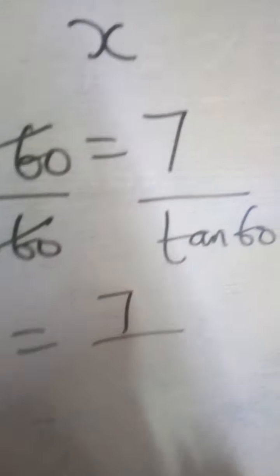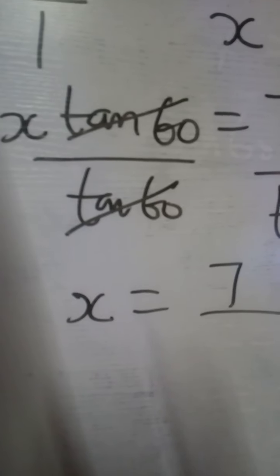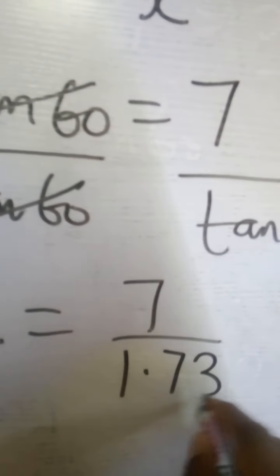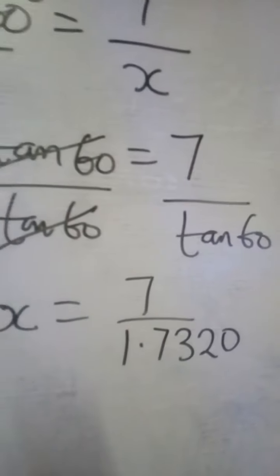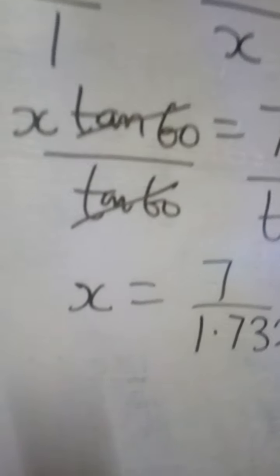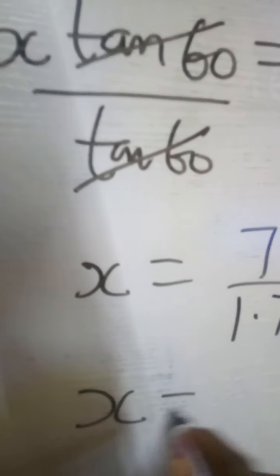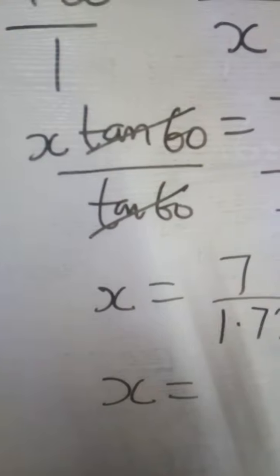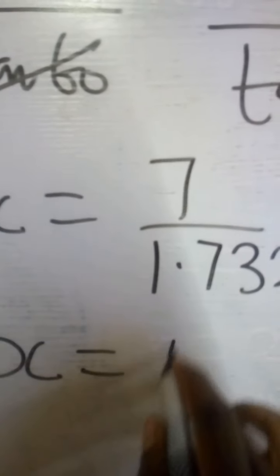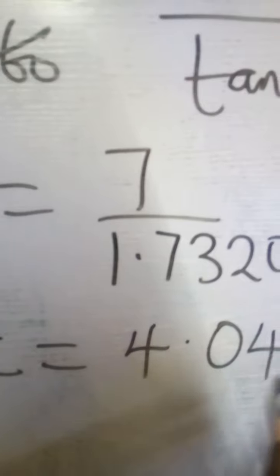So I need to find from the 4-figure table what my tan 60 stands for. Let me check that quickly. From my 4-figure table, the value of tan 60 is 1.7320. So I have to divide 7 by this value, and it's going to be 4.04, and approximately that is 4. That means my x here is going to be 4.